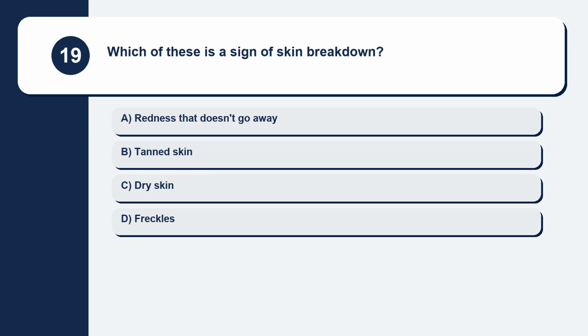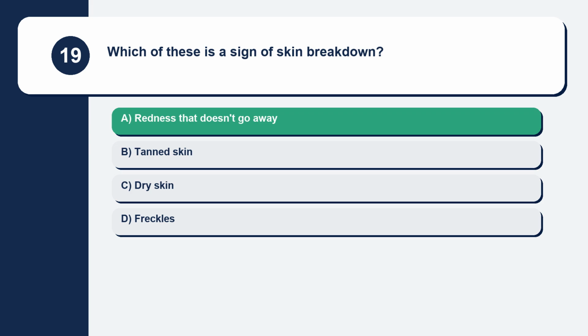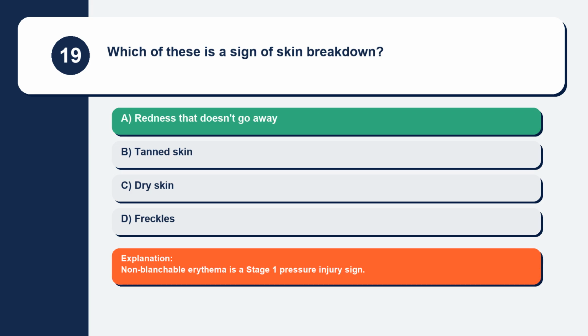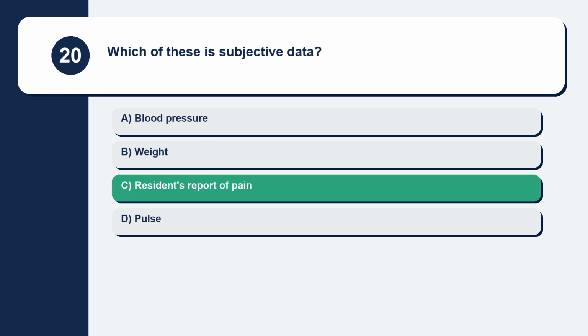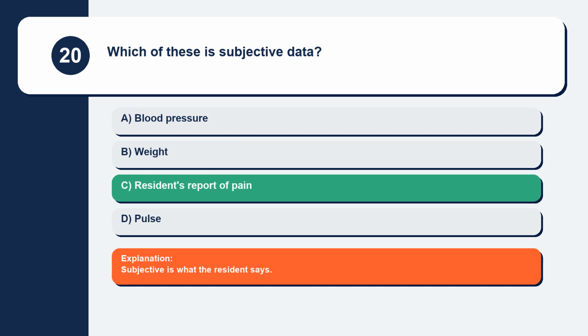Question 19. Which of these is a sign of skin breakdown? Redness that doesn't go away, tan skin, dry skin, freckles. Non-blanchable erythema is a stage 1 pressure injury sign. Question 20. Which of these is subjective data? Blood pressure, weight, resident's report of pain, pulse. Subjective is what the resident says.